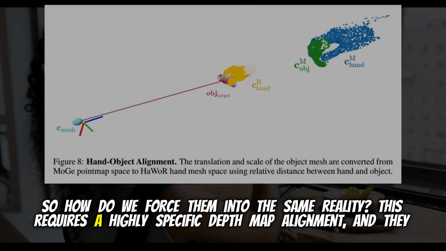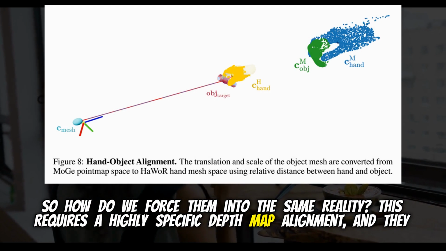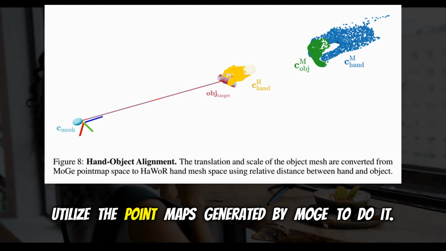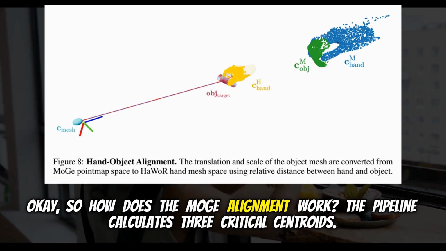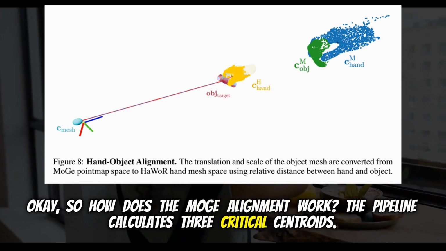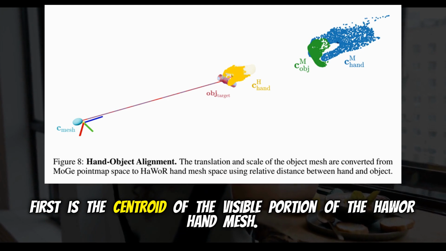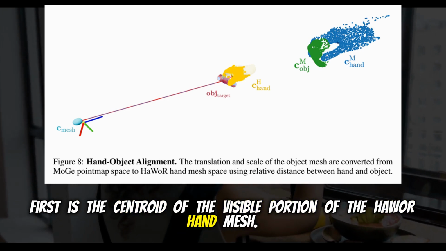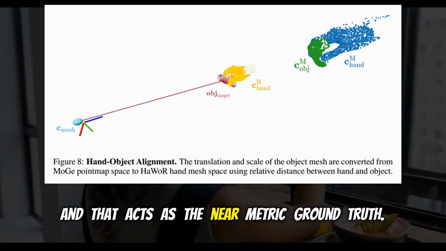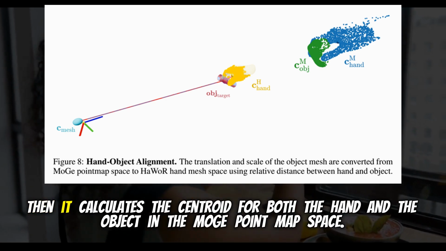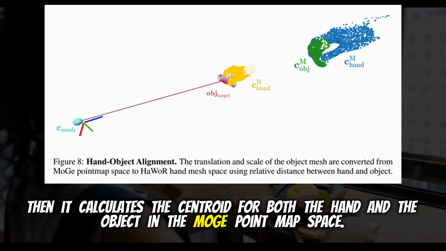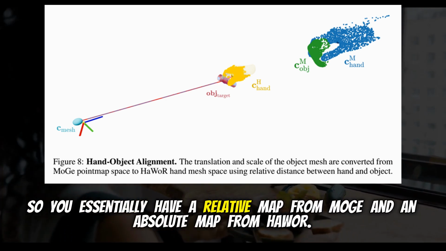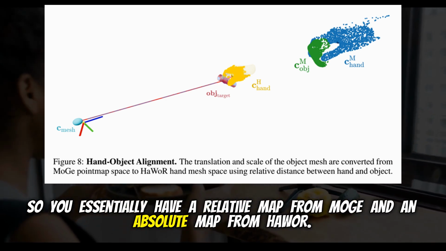This requires a highly specific depth map alignment, and they utilize the point maps generated by Moge to do it. Okay, so how does the Moge alignment work? The pipeline calculates three critical centroids. First is the centroid of the visible portion of the HaWoR hand mesh. And that acts as the near metric ground truth, right? Right, then it calculates the centroids for both the hand and the object in the Moge point map space. So you essentially have a relative map from Moge and an absolute map from HaWoR.